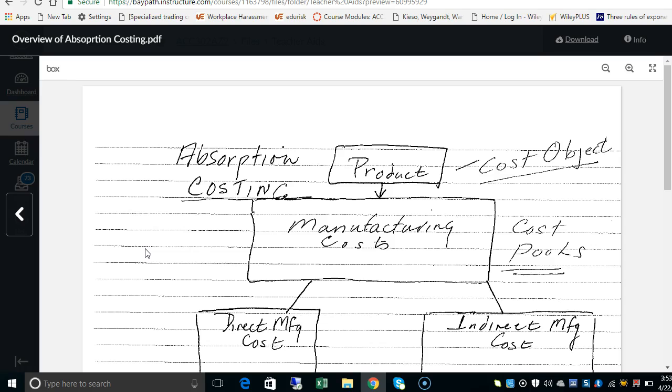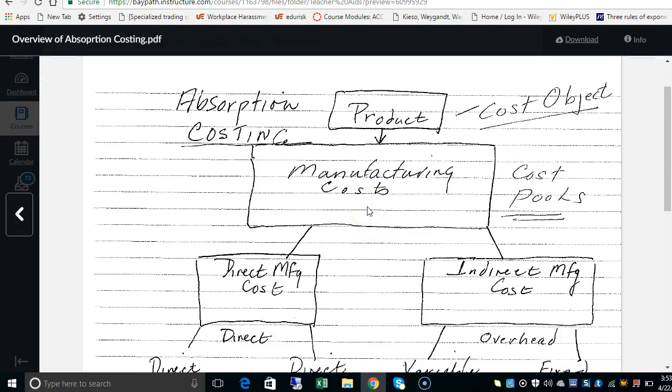So think of our goal here as a product, which is our cost object. So let's say our product is we're building a house. We're a housing contractor and we have a house to build in our town. So our cost object is our home or house. Basically, underneath that house, we are gathering manufacturing costs, which basically represent the cost of goods sold. This is a cost pool. What goes into the manufacturing of a house is direct manufacturing costs and indirect manufacturing costs, also cost pools.